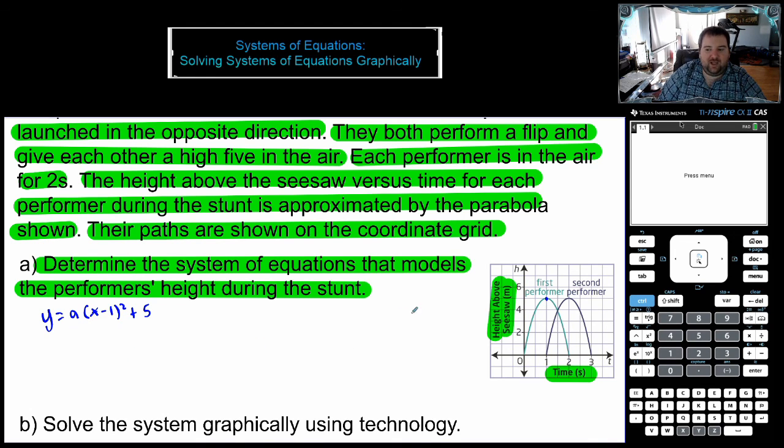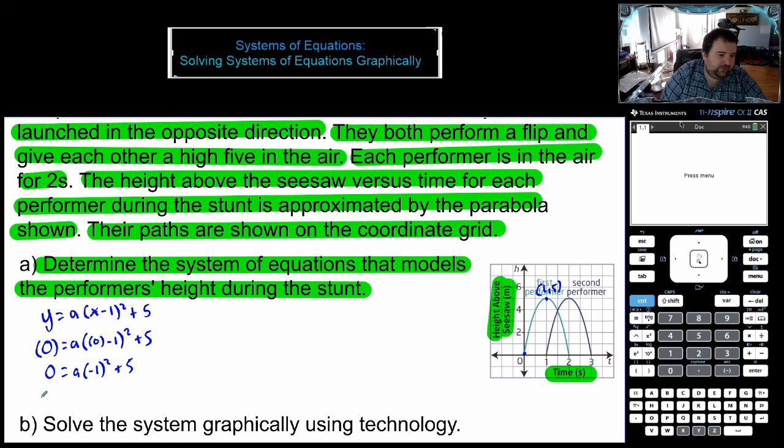Now we can apply a different point. So this one was (1, 5). Let's pick another point. How about (0, 0)? That's an easy point to choose. So let's plug in our y and x values of 0 and see what happens. So we have 0 equals a times (0 minus 1) squared plus 5. So this is going to be 0 equals a. 0 minus 1 is negative 1, squared, plus 5.